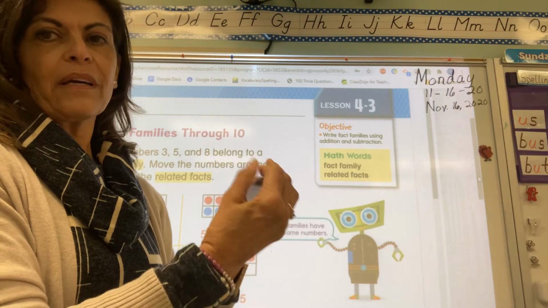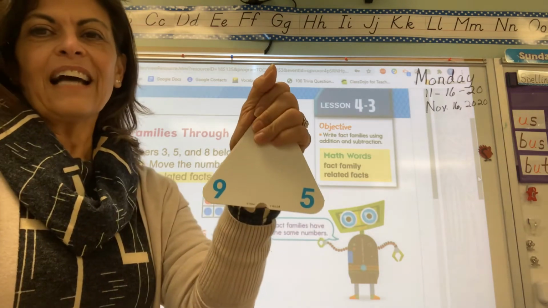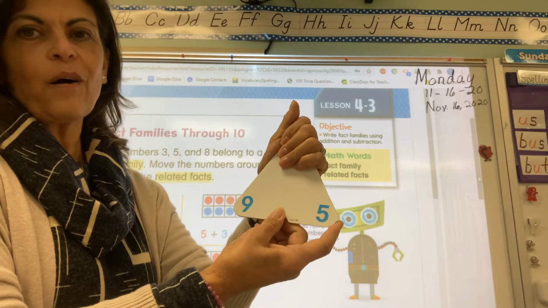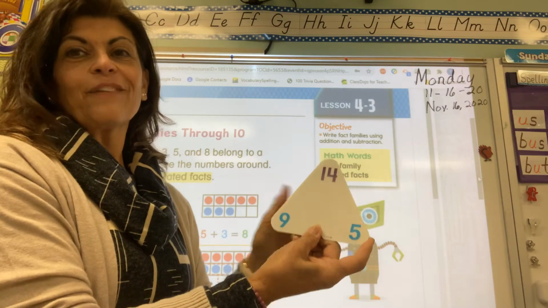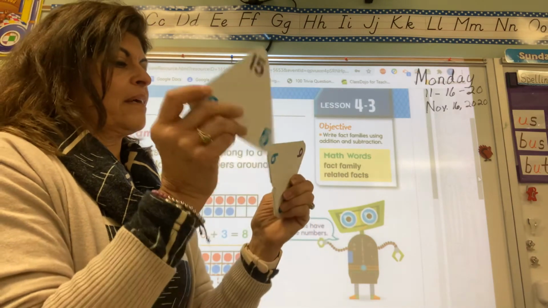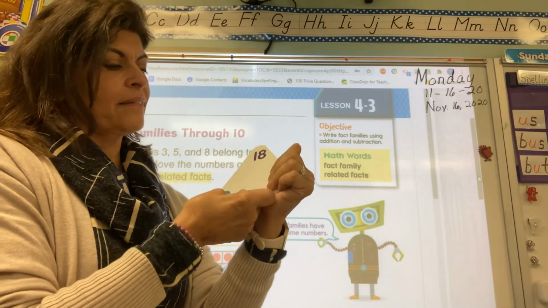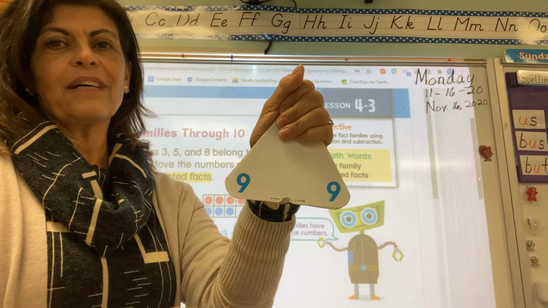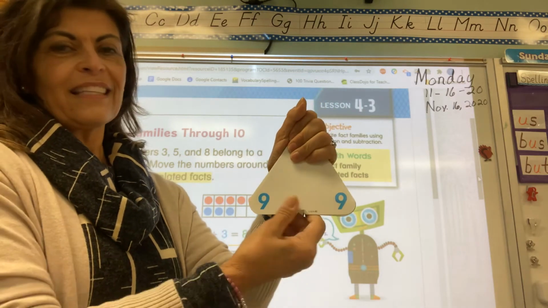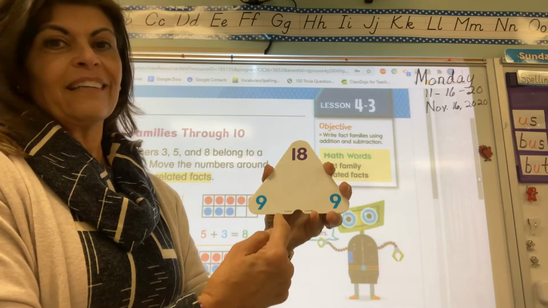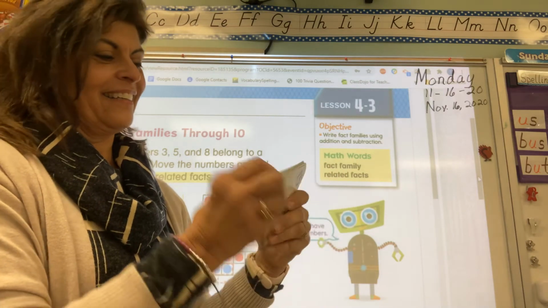Okay, make this one be a hard one. Okay, 9 plus 5. Two parts, 9 plus 5. What is the whole? Good, 14. And I like this one. This is a double fact. 9 plus 9 equals, that's an easy one, isn't it? 18. So 18 minus 9 is 9.